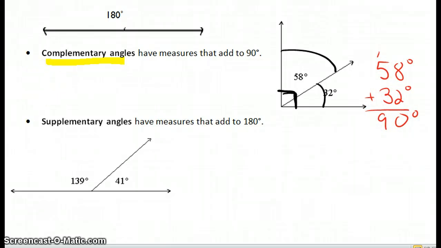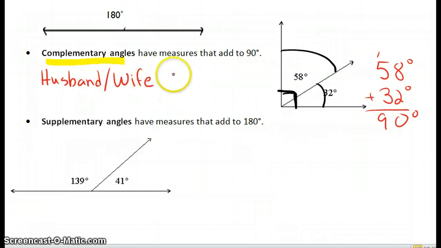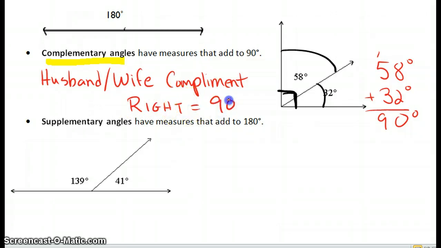A little saying I have to remember is, a husband and a wife complement each other. They are right for each other. So right angles are 90 degrees. So if I complement my spouse, I am right for them. And that, of course, is a 90-degree angle.